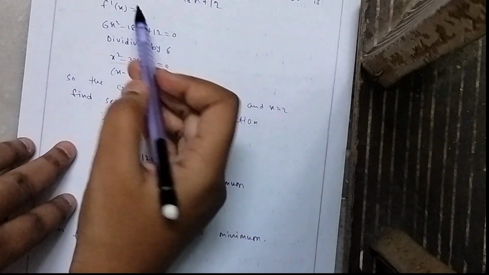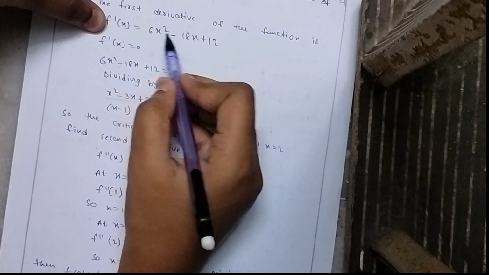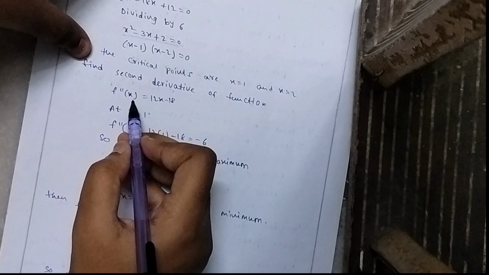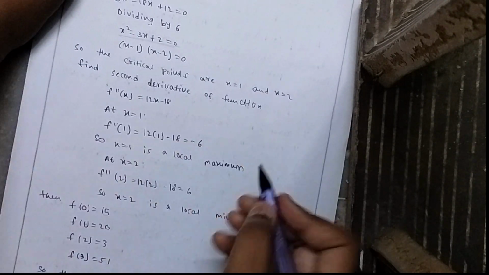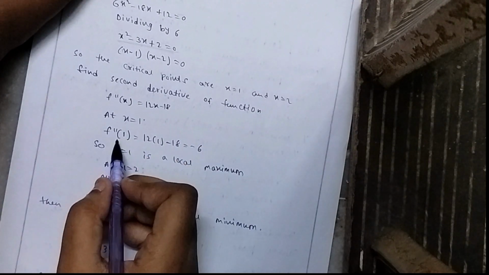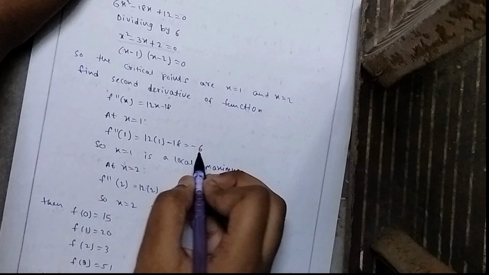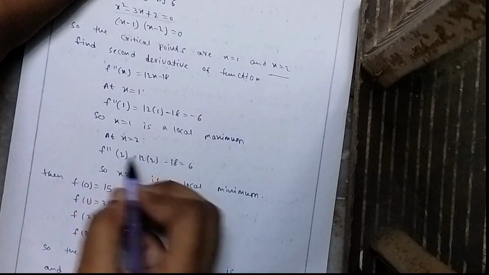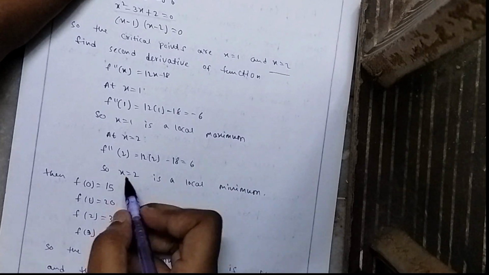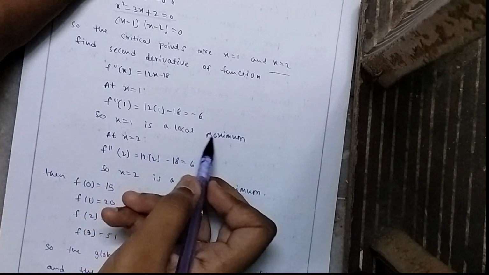Now finding the second derivative. So from this, 6 into 2, 12x minus 18. f double dash of x equals 12x minus 18. Now substituting the value of x equals 1 here, f double dash of 1 equals minus 6. And now substituting x equals 2, then f double dash of 2 equals 6. So x equals 2 is a local minimum and x equals 1 is a local maximum here.